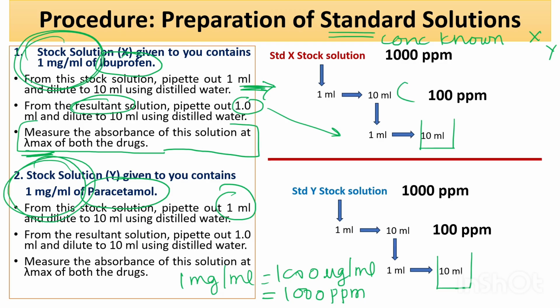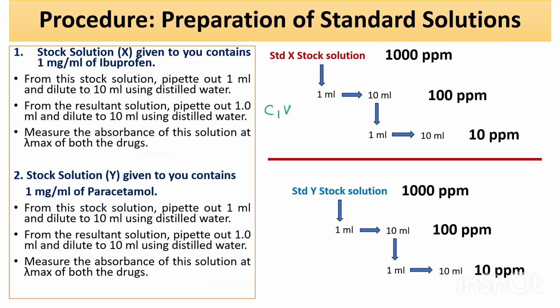Then this second solution is 100 ppm. Look, from 1000 we got 100, and from 100 we got 10. If you want to know how this was done, let me quickly show you. C1V1 = C2V2, where C stands for concentration. From 1000 ppm we took 1 ml and made it up to 10 ml. The concentration comes out to be 100 ppm. In the same way, using C1V1, 10 ppm was also calculated. In a simple manner, you can see here: 1000 ppm with a 1 to 10 ml dilution gives 100 ppm, and 100 ppm with another 1 to 10 dilution gives 10 ppm.